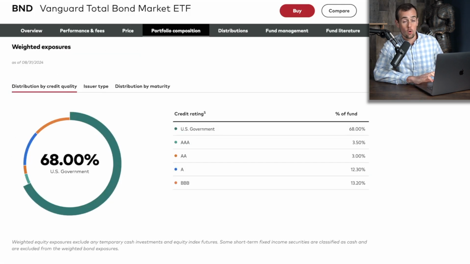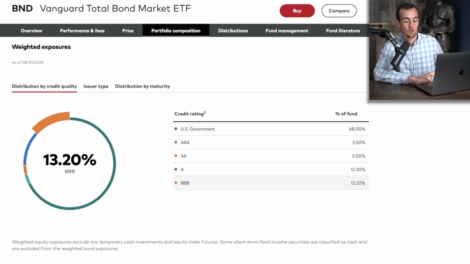Taking a look here at the overall credit rating, you can see 68% of the fund goes into US government or treasuries. The next largest component is BBBs, which is 13.2%, and then you have 12.3% in A-rated bonds, 3.5% in AAA, and 3% in AA. All of these here are going to be corporate bonds, and we can actually see some of those later on when we take a look at some other details.